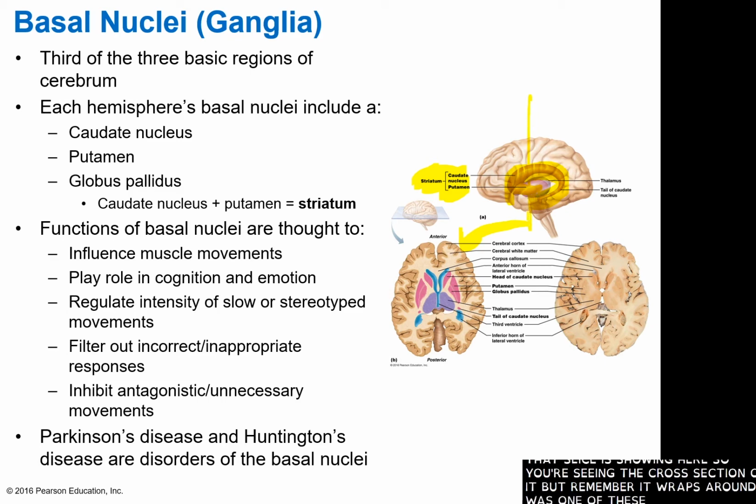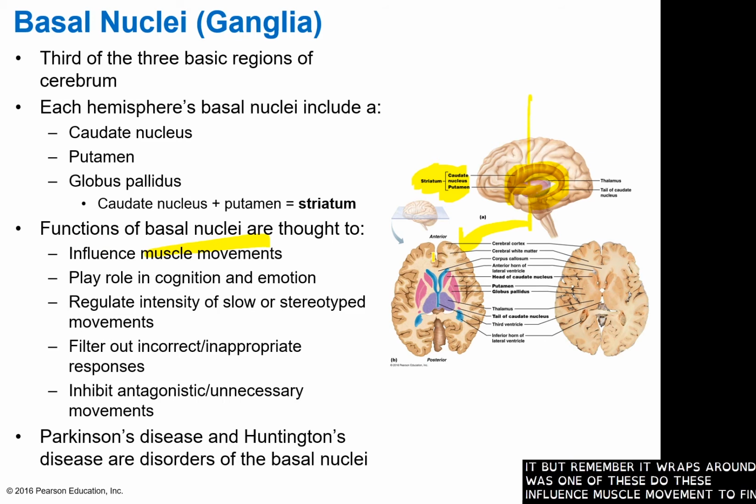So what do these do? These influence muscle movement, fine tuning that muscle movement. And we're going to talk about diseases where these are affected. Parkinson's disease and Huntington's disease affect these basal ganglia, so they're disorders of the basal ganglia. Parkinson's is the shaking, and that's when these basal ganglia are firing uncontrollably, causing that shaking in the muscles. So there you can see how they control that motor output.